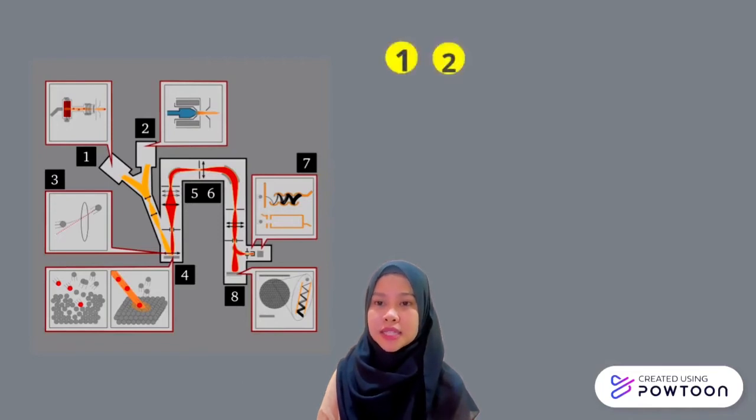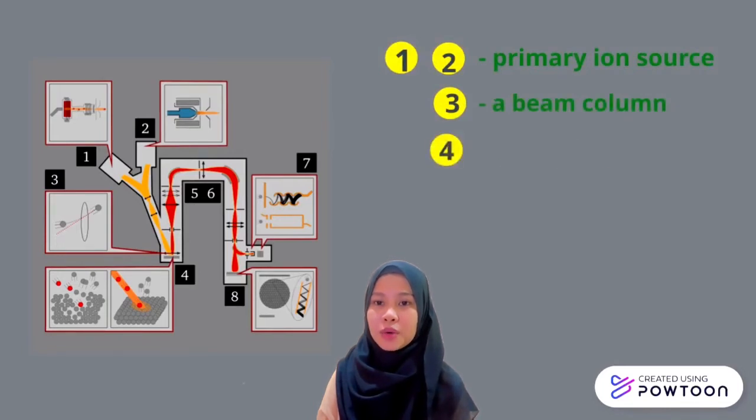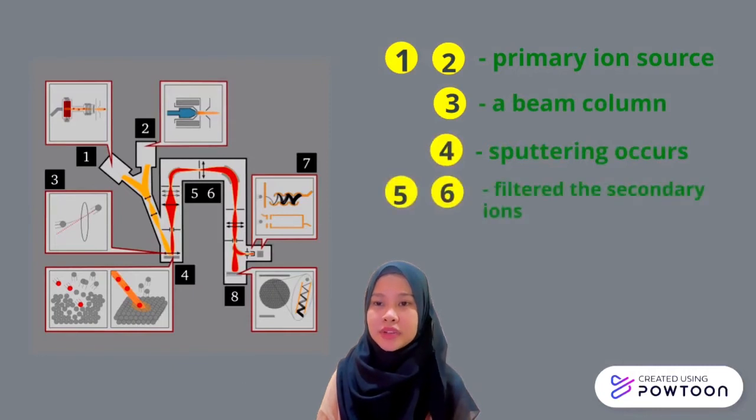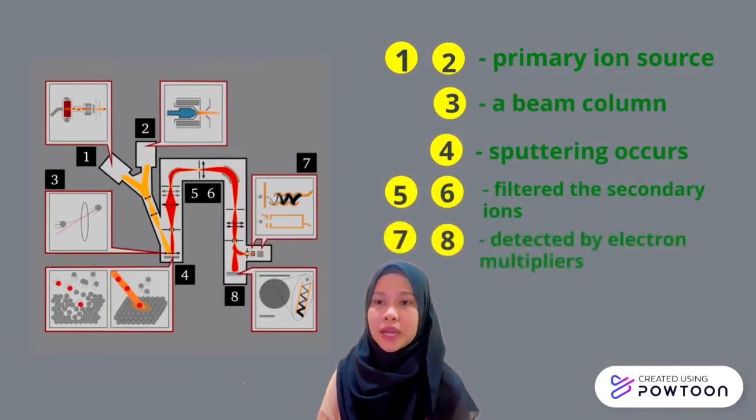Generally, it consists of a primary ion source and a beam column to aim the ion beam at the target, where sputtering occurs. The secondary ions are then filtered by energy and mass ratio in electric or magnetic fields and are finally detected by the electron multiplier or CCDs and a fluorescence screen to obtain a surface image.